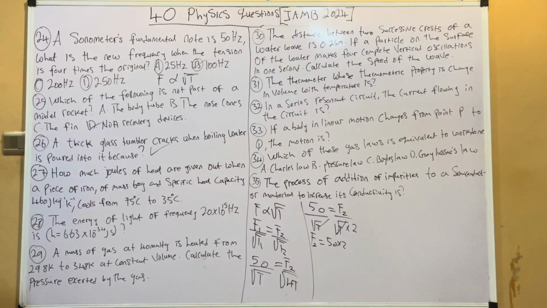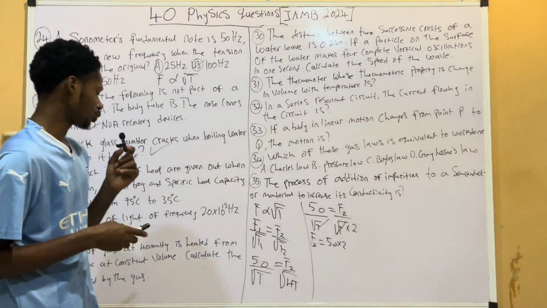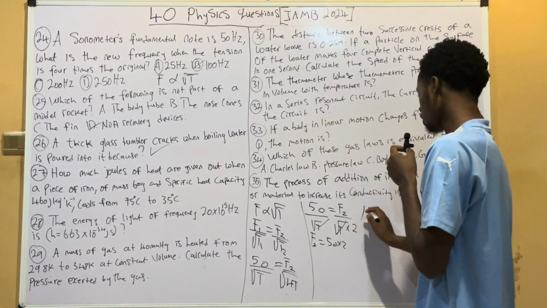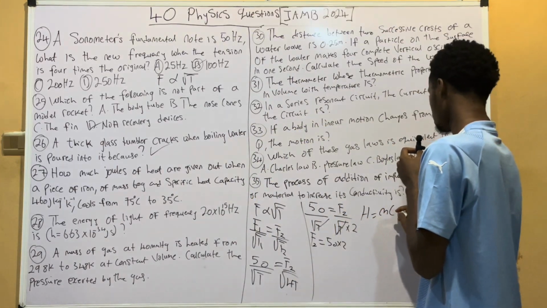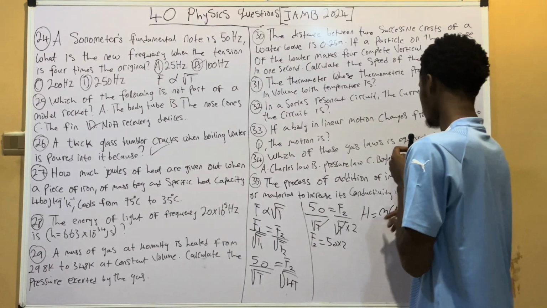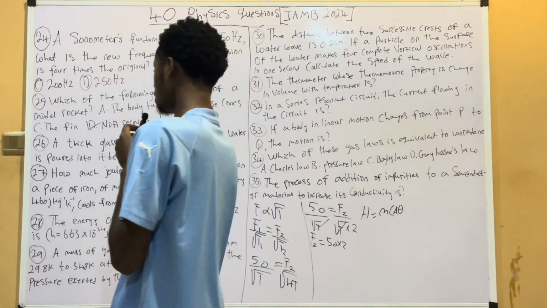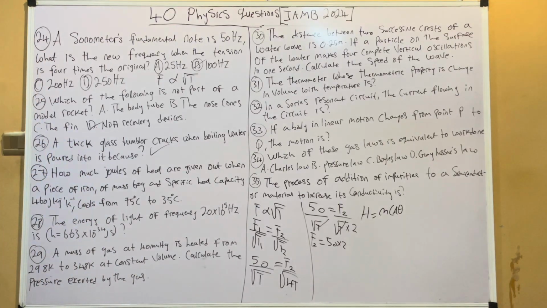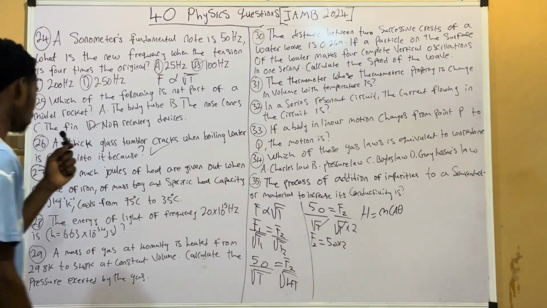Question 27 says, how much joules of heat are given out when a piece of iron of mass 60 gram and specific heat capacity 460 joules per kilogram per Kelvin cools from 75 to 35? Now to do that, we're going to use the formula H is equal to mc change in theta, of which m is the mass, c is specific heat capacity of iron, and delta theta means change in temperature.